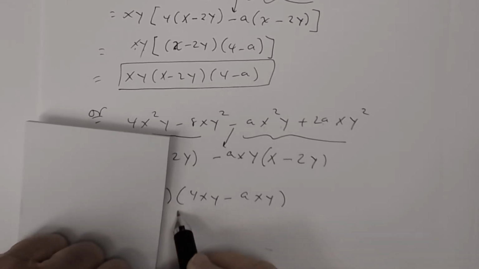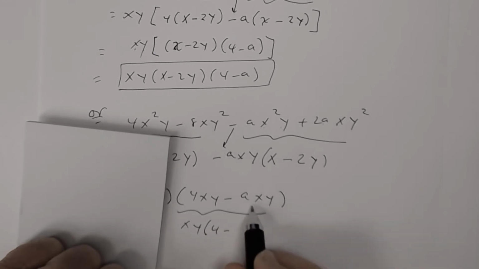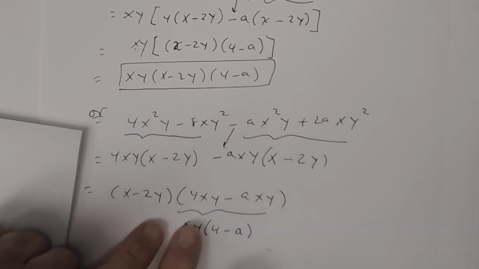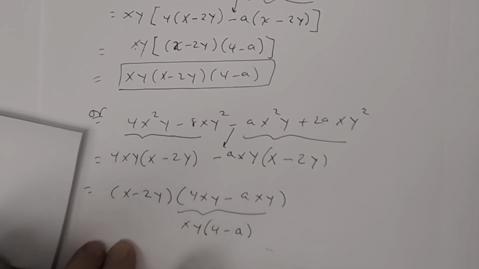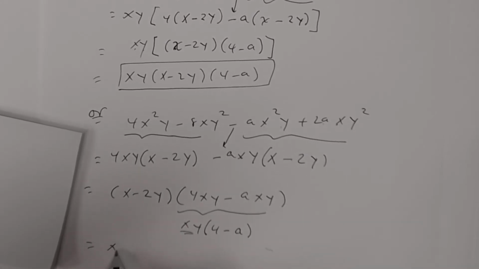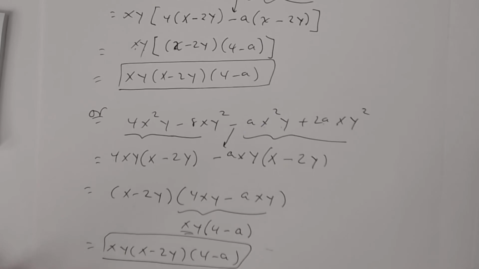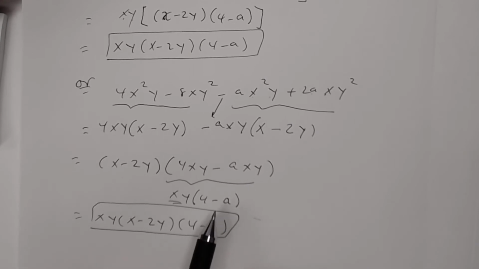So you're going to factor out an xy from here, just like this, and then xy times 4 gives me 4xy minus, and then xy times a gives me axy. And so now, notice your answer is this times this times this. Except remember, always try to put the monomial part first. So we're going to get xy times x minus 2y times 4 minus a. So again, just notice that if you forget to do the GCF at the beginning, it's no big deal. At the end is when you're going to catch it.